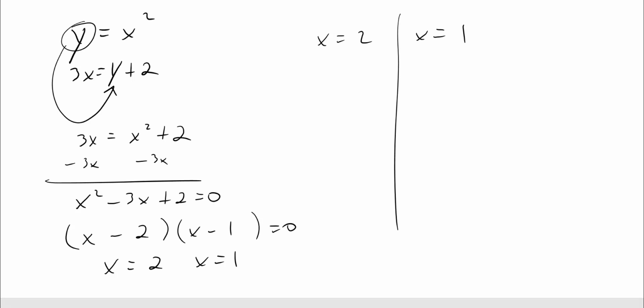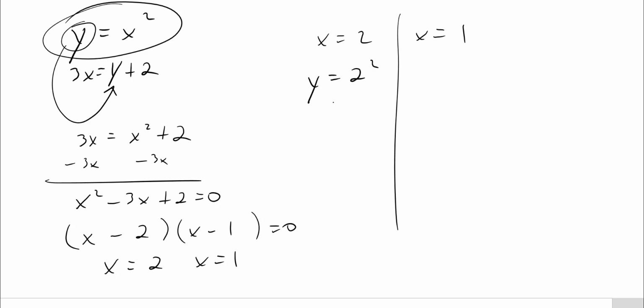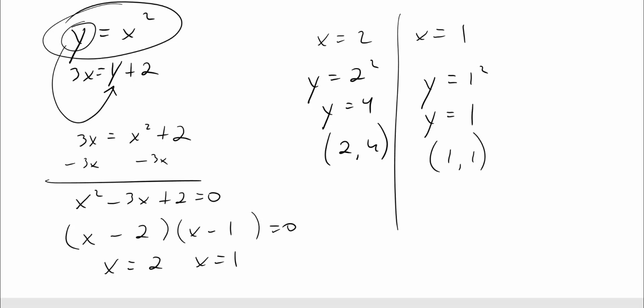And then you plug it back into the y equals x squared. Right? So y equals 2 squared, so y equals 4. So it's 2 comma 4. And again, y equals x squared, so y equals 1 squared, so y equals 1. So it's 1 comma 1. And those are your two answers.